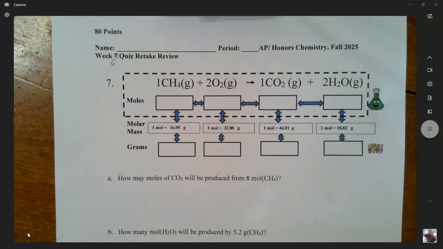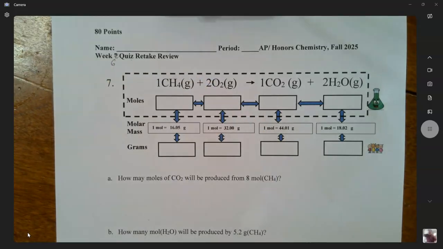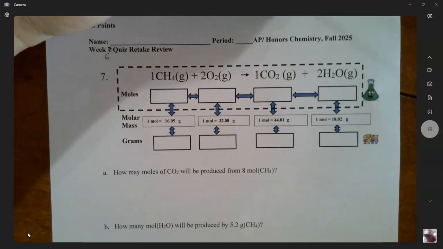All right, chemistry, this is the review for the retake of the week 6 quiz, which is given in week 7. It's week 6, and so let's get started on that.